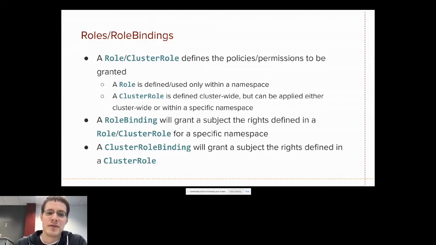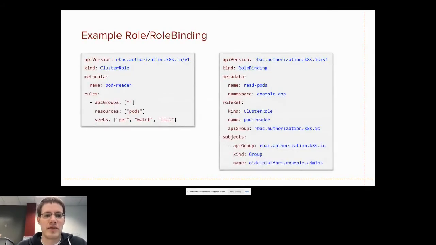The role binding will grant a subject the rights to a specific namespace, while a cluster role binding will grant the access across the entire cluster. I fully recognize that if this is the first time you've heard this, it may still be a little confusing, but the first time you play with it, it'll make sense. So here's an example of one.